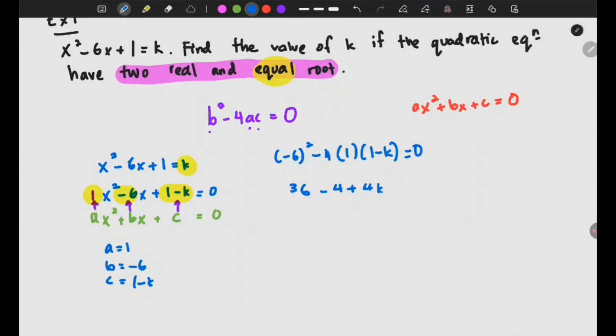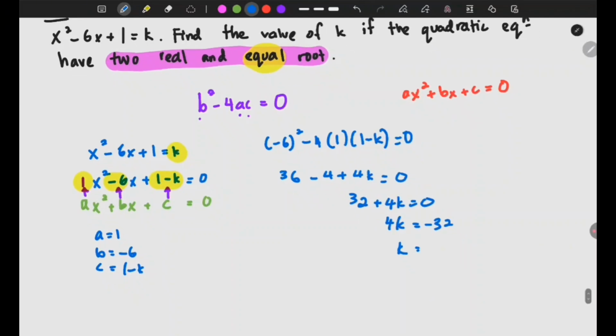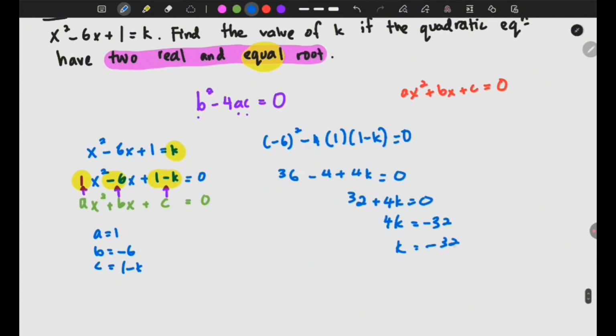36 minus 4 is 32. So 32 plus 4k equals 0. The 32 you bring to the other side becomes negative 32. And then you can just divide it by 4, so you will get negative 8. Tada! I found the value of k.